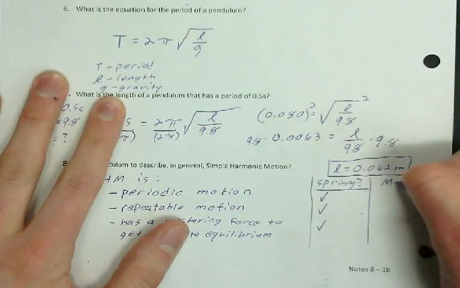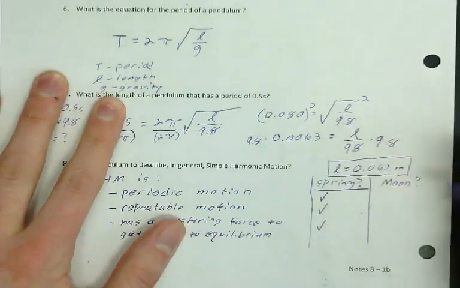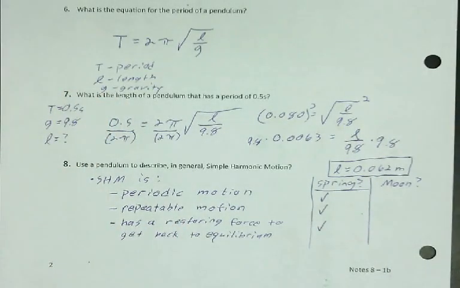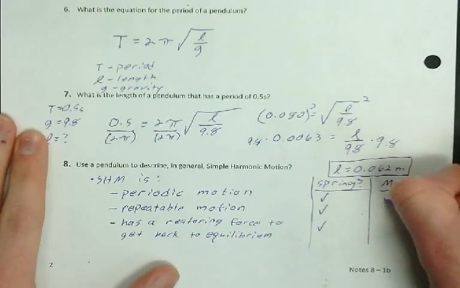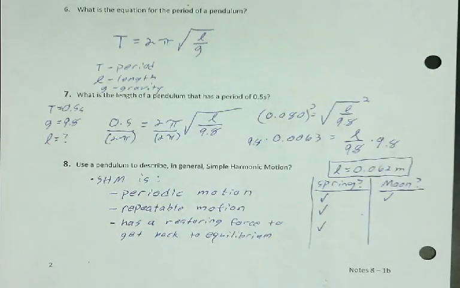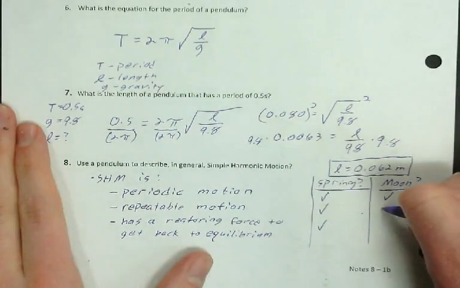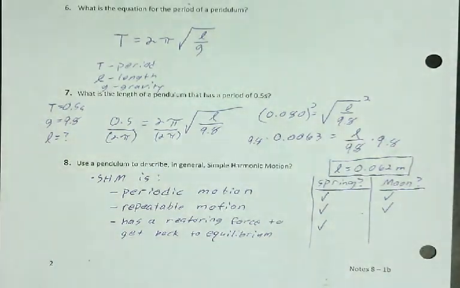Well, what about the moon? Is the moon going around the Earth simple harmonic motion? Well, it's periodic. It takes the same amount of time. It takes about 28¼ days to go around the Earth. So it's periodic. It's repeatable. The moon does it over and over again. But there's not a force to bring the moon back to equilibrium.